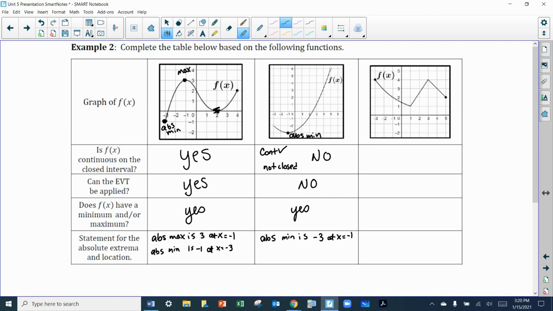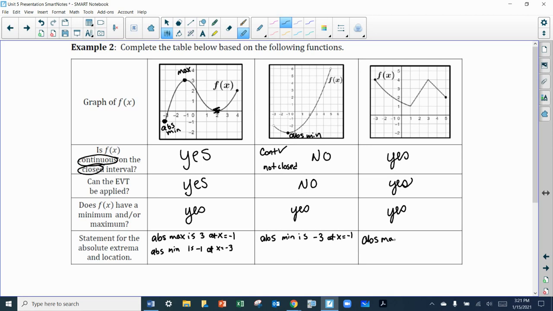EVT, if it could have been applied, would have guaranteed us both a min and a max. All right, this next one, is it continuous? Absolutely. Is it closed? Yes. If you want, maybe even circle these two items, because those were what we were looking at. Can we apply the EVT? You betcha. Does it have an absolute max and an absolute min? You betcha. And where are those at?